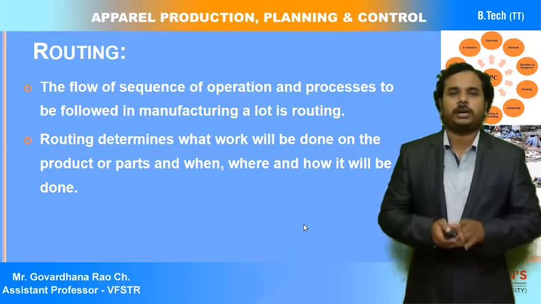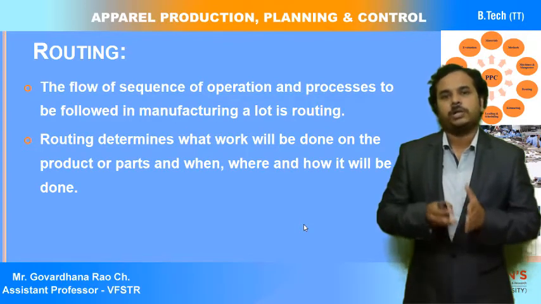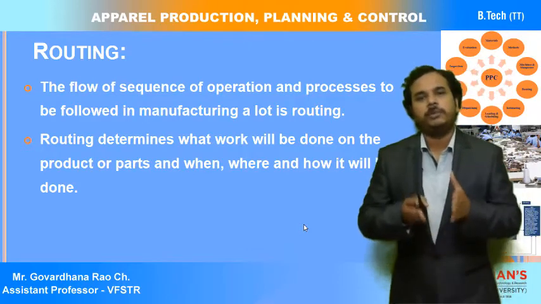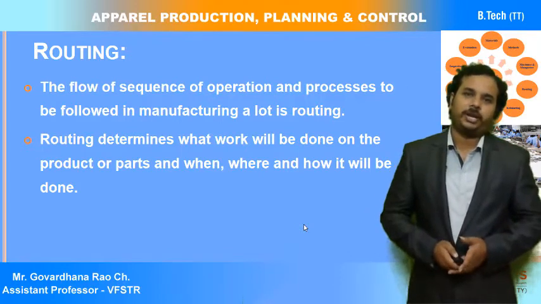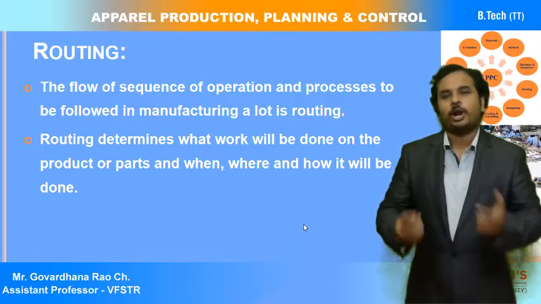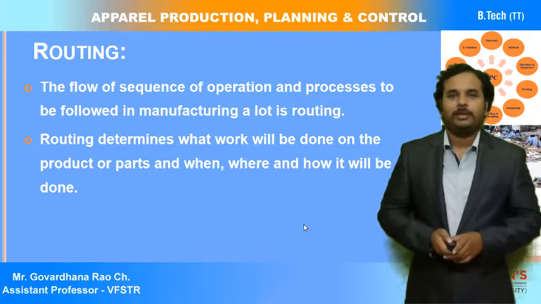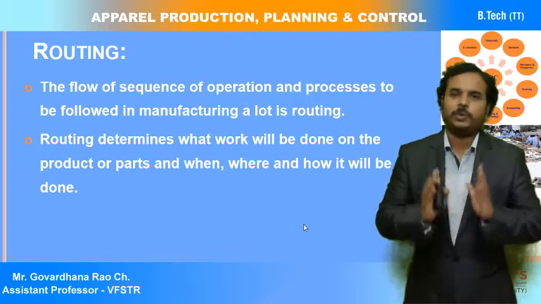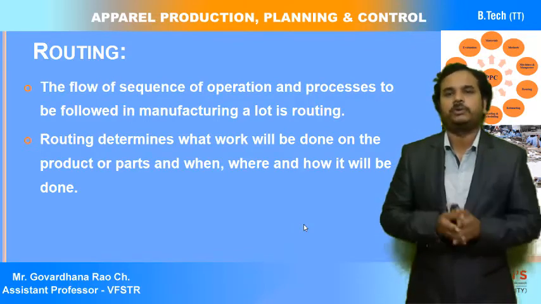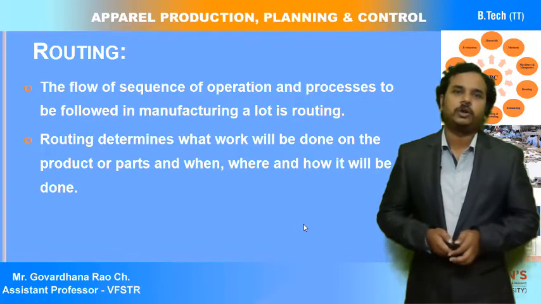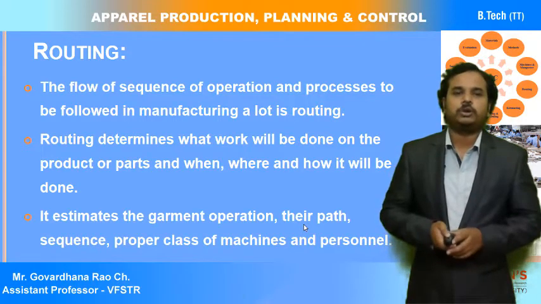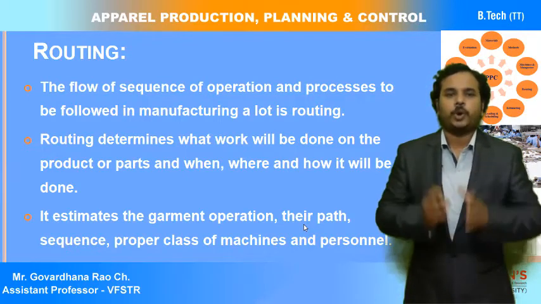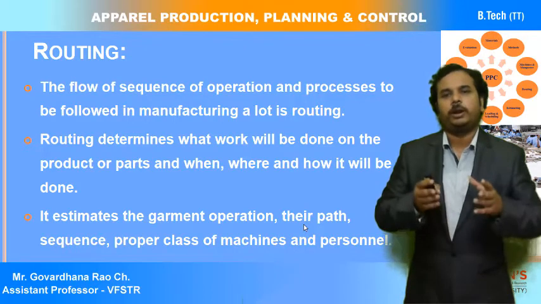The routing determines what work will be done on the product or parts, and when, where and how it will be done. So this is what I explained: when, where and how it will be done. If you find out all these things, you will give a proper and correct route, or the best route, for garment production. So this is called routing. It estimates the garment operations, their path, sequence, and the proper class of machines and personnel.